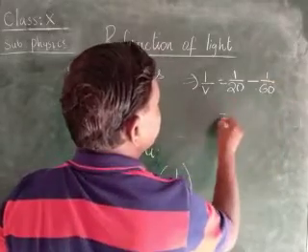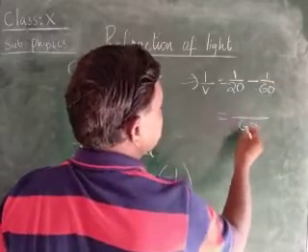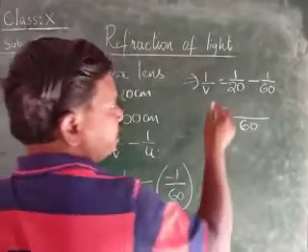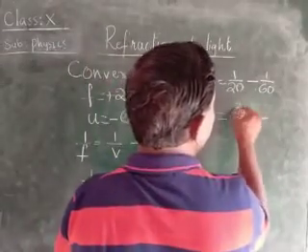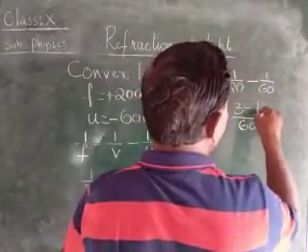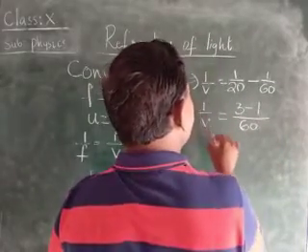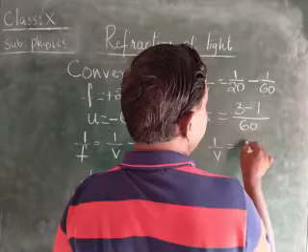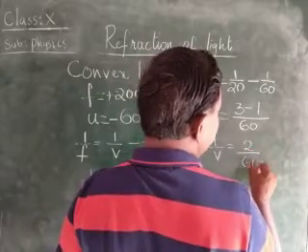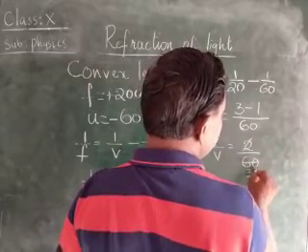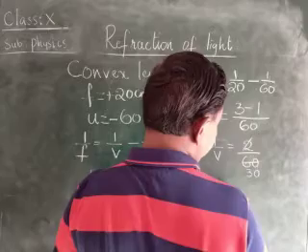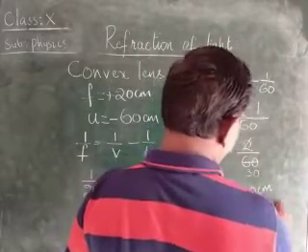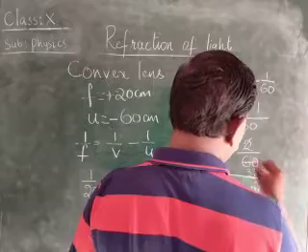Minus 1 by 60. LCM is 60. Okay, 20 3s are 60, minus 60 1s are 1 by v is equal to 3 minus 1 is 2. 2 by 60, that is 2 1s are 2, 30. Here v is equal to 30 centimeters.